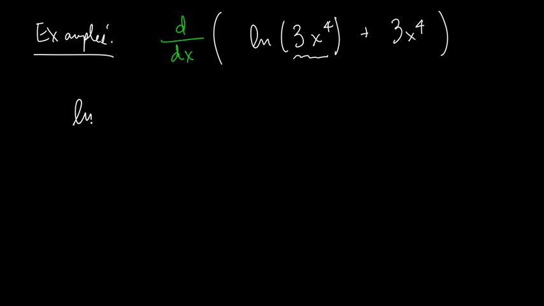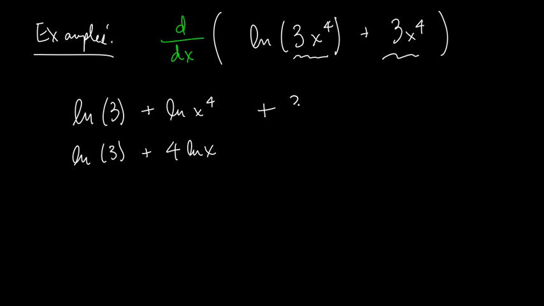Well, first, let's split everything up. ln of 3x to the fourth is equal to ln of 3 plus ln of x to the fourth. But we know that this can be written as ln 3 plus 4 times ln x. Nothing to do with the other 3x to the fourth, so let's just write that down again, plus 3x to the fourth. And we wanted to take the derivative of it, so let's do that.